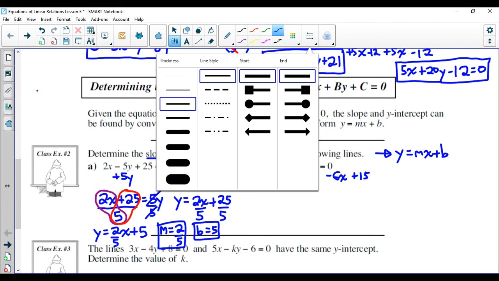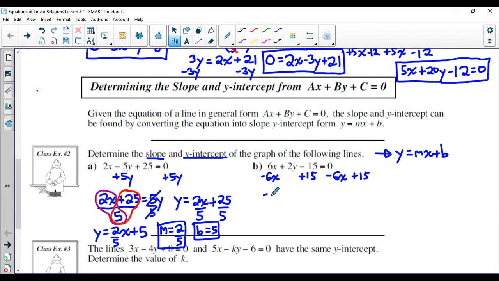Actually, I'm going to write the y a bit differently. Okay, so we have 2y would then be equal to negative 6x plus 15. Now, to get y isolated, just divide both sides of the equation by 2. So we'll divide that side by 2, divide this side by 2. So the 2's on this side would just cancel off.